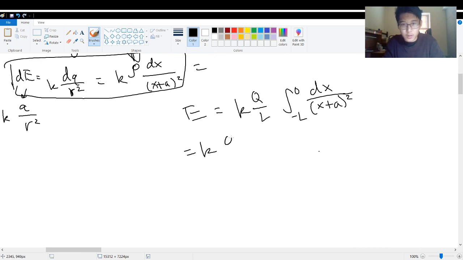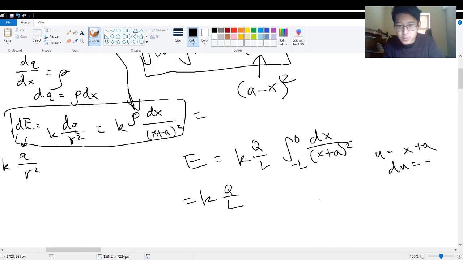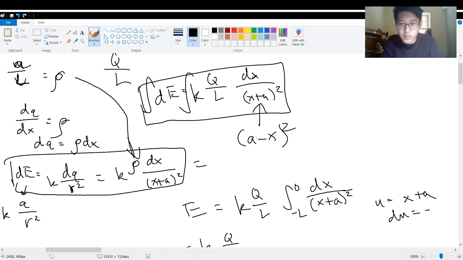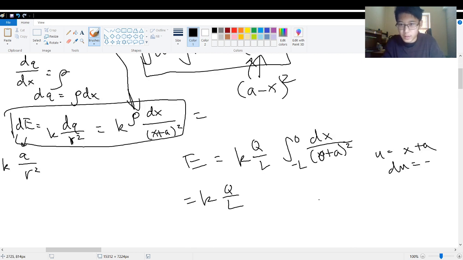So I'm going to actually solve the integral now. How I will solve it is using u substitution. So I'll say u is equal to x plus a. So that means du is equal to, sorry, this is not x plus a. I made a mistake in the last video. If you remember, this is actually the term that should be at the bottom, a minus x. So this should be a minus x instead of x plus a. So this is a minus x. So this is negative dx.